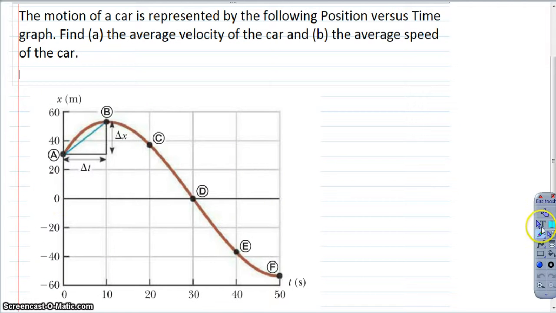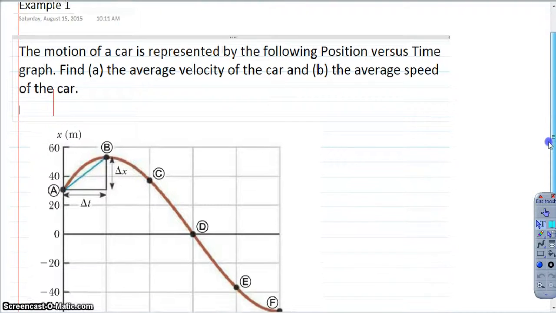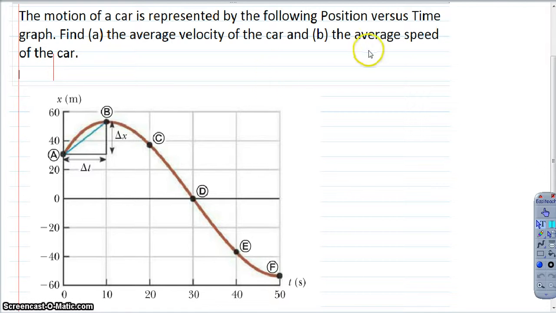Let's go ahead and do an example then. So this is example 1 on your example page there. The motion of the car is represented by the following position versus time graph. Find the average velocity and the average speed.